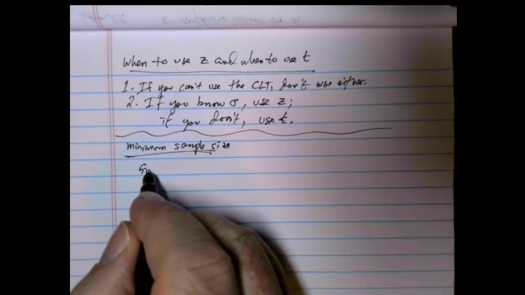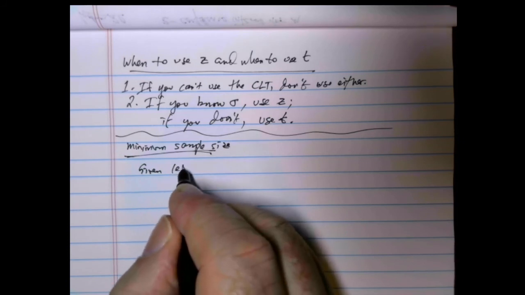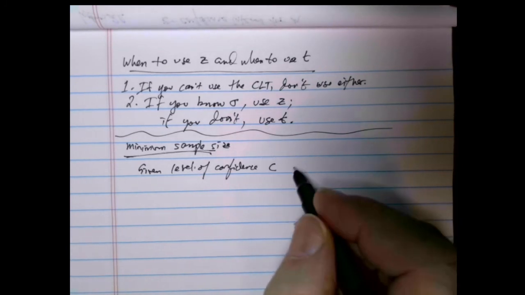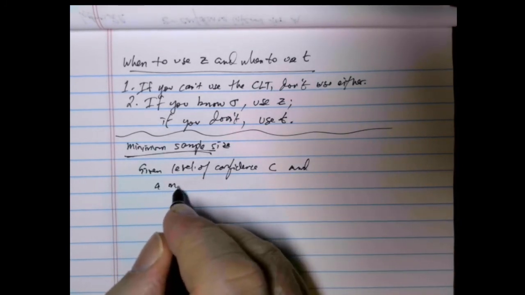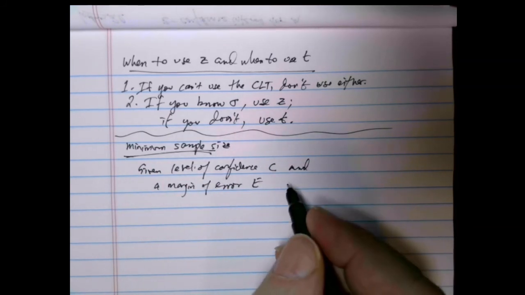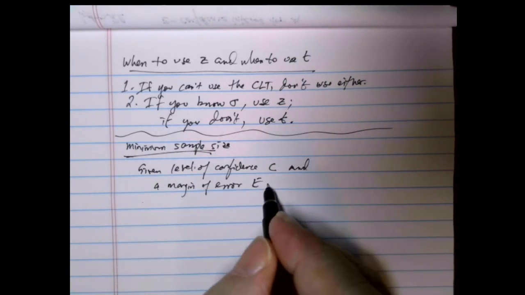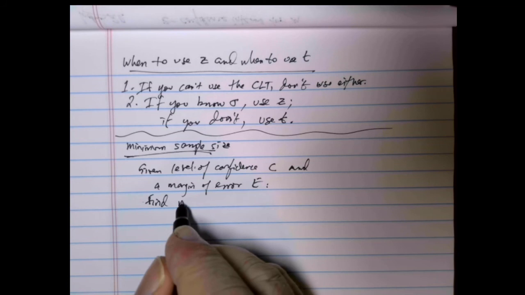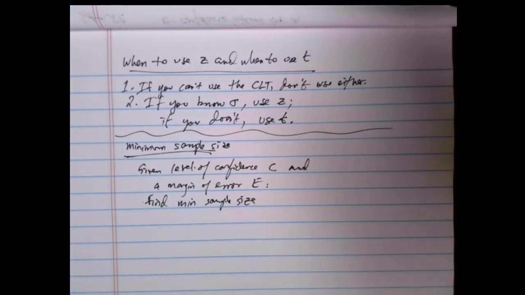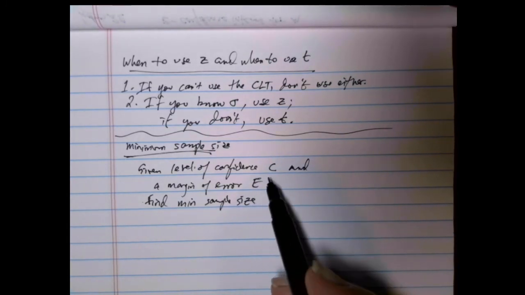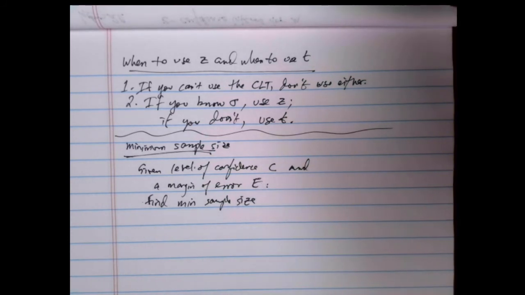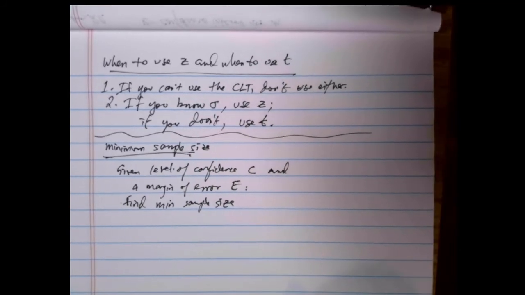Here, we'd be given a level of confidence, C, let's say, and a margin of error, E. Given those things, find the minimum sample size that will let us estimate the mean, in our case, to within a margin of error E with level of confidence C. All right, here's how we go about it.